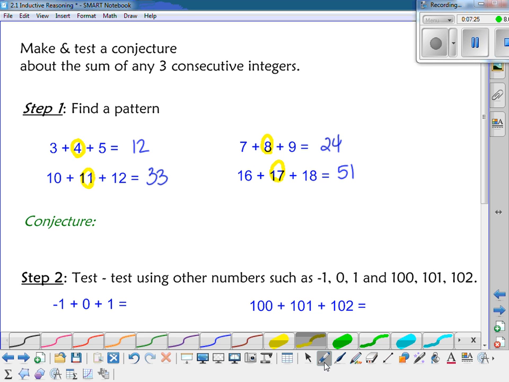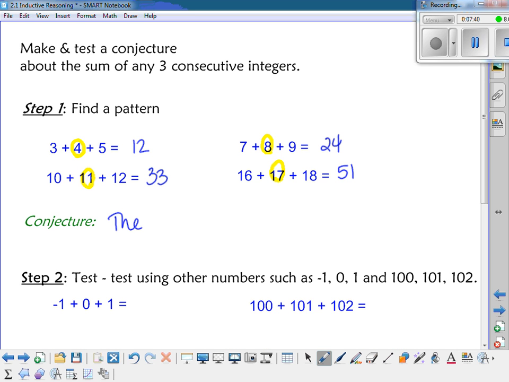Hopefully you can. What the pattern is in this case is that the sum of 3 consecutive integers is equal to 3 times the middle integer. 4 times 3 is 12, 11 times 3 is 33, 8 times 3 is 24, 17 times 3 is 51. So my conjecture is the sum of 3 consecutive integers is equal to 3 times the middle integer.